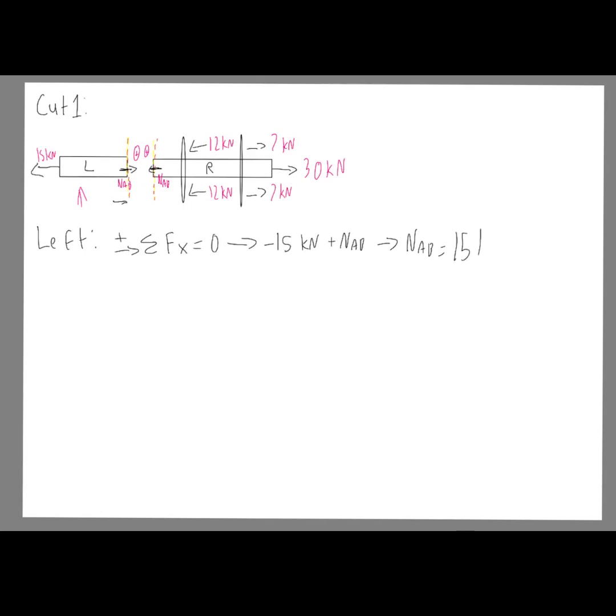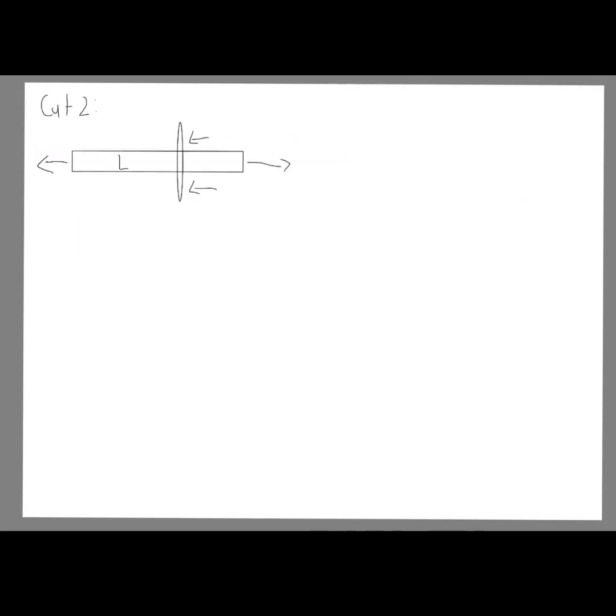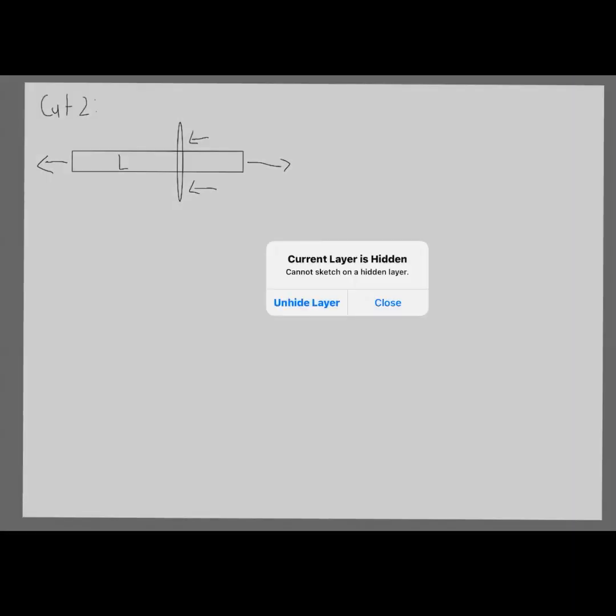There's going to be another problem. We're going to figure this out a little bit better. And this is where we chose that one, NAB equals 15 kilonewtons. Cut 2. Okay, we're only drawing the left side on this one.